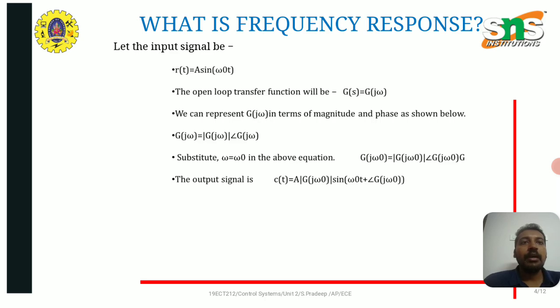The input signal be A sin of omega naught t and the open loop transfer function will be G of s. We can represent G of j omega in terms of magnitude and phase as shown below. G of j omega equal to modulus of G of j omega angle of G of j omega. The output signal is c of t, which is equal to A modulus of G of j omega naught sin of omega naught t plus angle G of j omega naught.